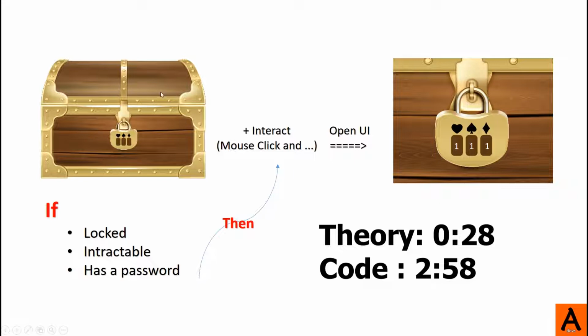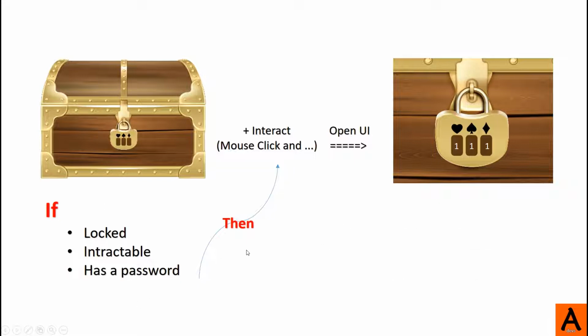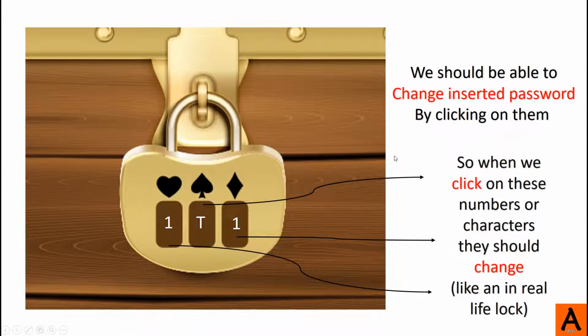Here we have a chest and it's locked, interactable, and has a password. If all these statements are true, then if we click on this chest, it'll open a UI. In this UI, if we click on these buttons, we should be able to change the inserted password. So when we click on these numbers or characters, they should change to another number or character, like in a real life lock.